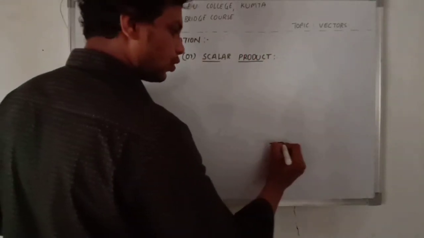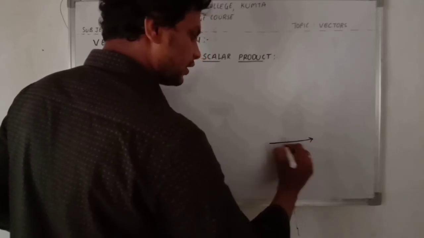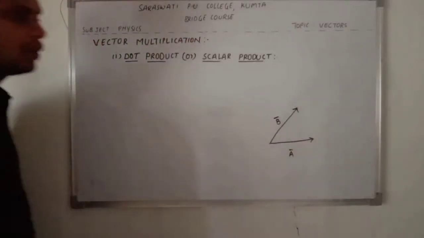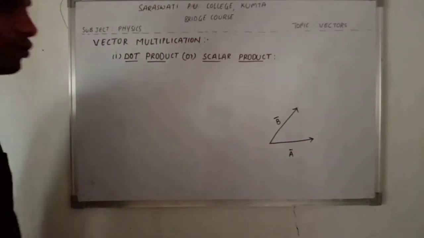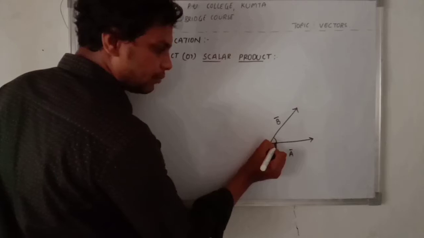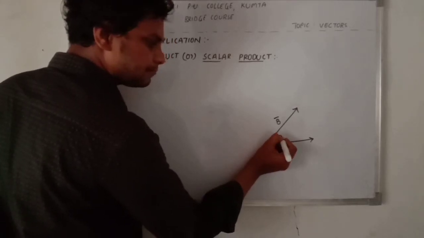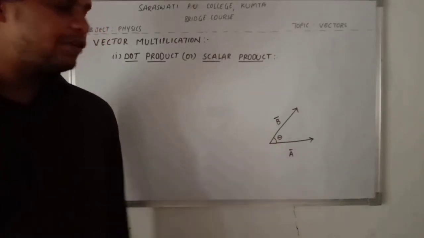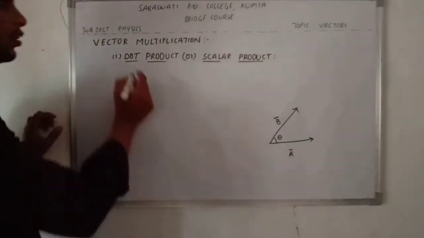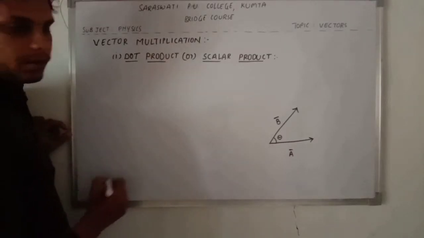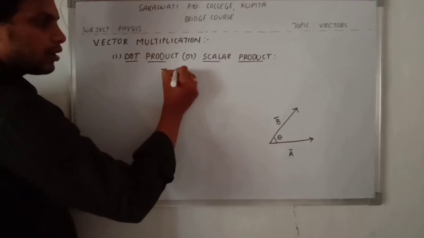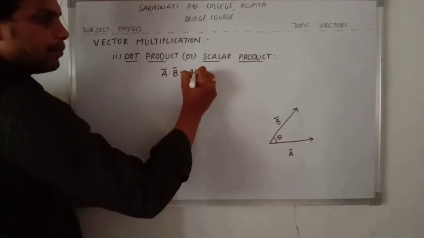Now take two vectors. This is vector a bar and I will take another vector, vector b bar. If a bar and b bar are the two vectors, and the angle between the two vectors is theta, then according to the dot product or scalar product, a bar dot b bar is equal to ab cos theta.